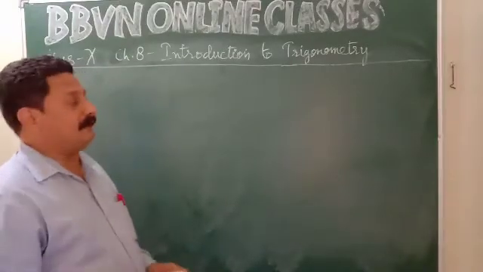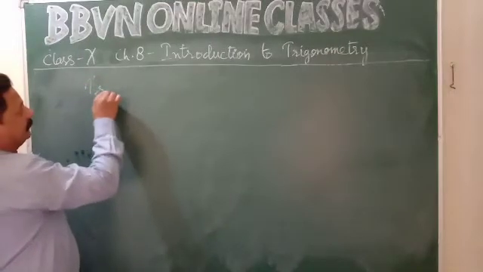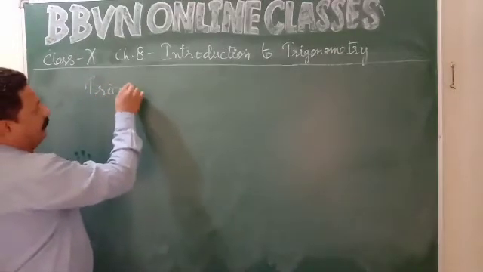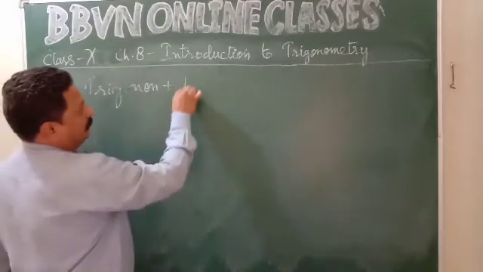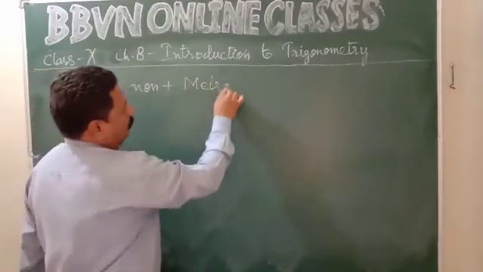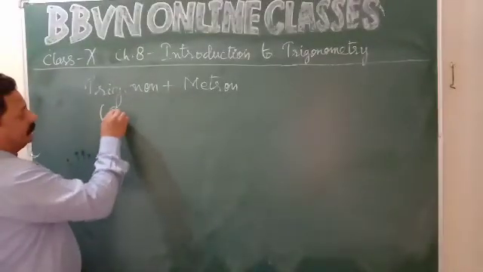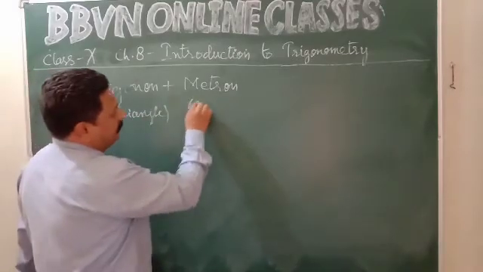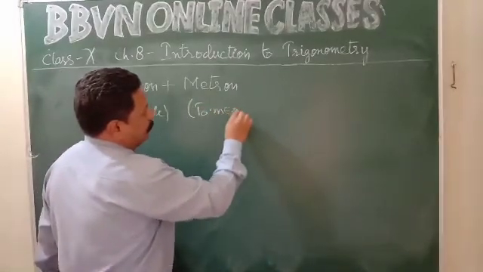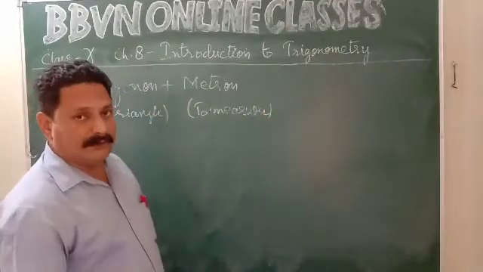Let us first understand how the word trigonometry came into existence. It is a combination of two Greek words, trigonon plus metron. Trigonon means triangle and metron means to measure. So this is how the word trigonometry originated.